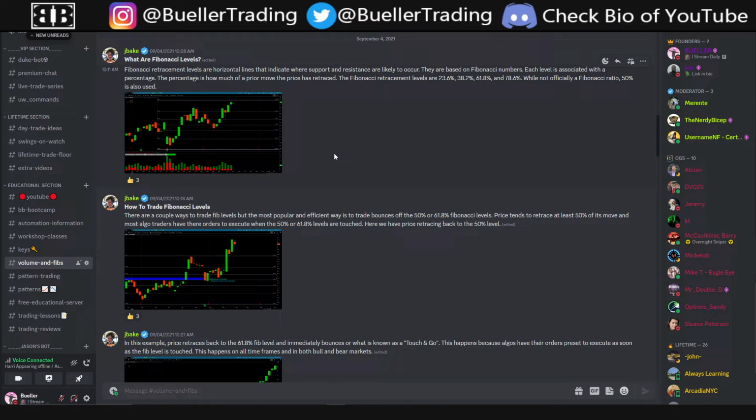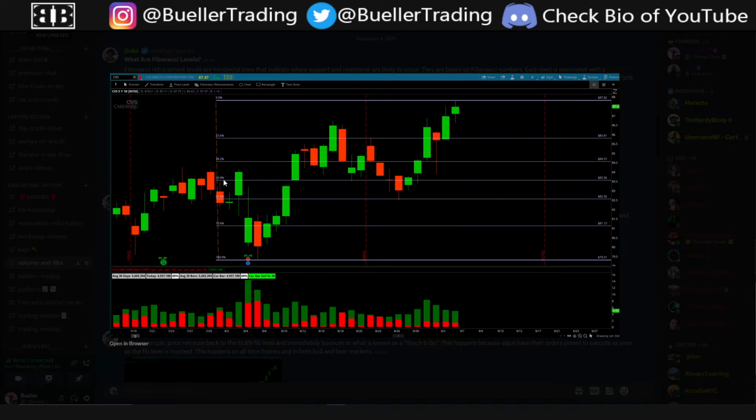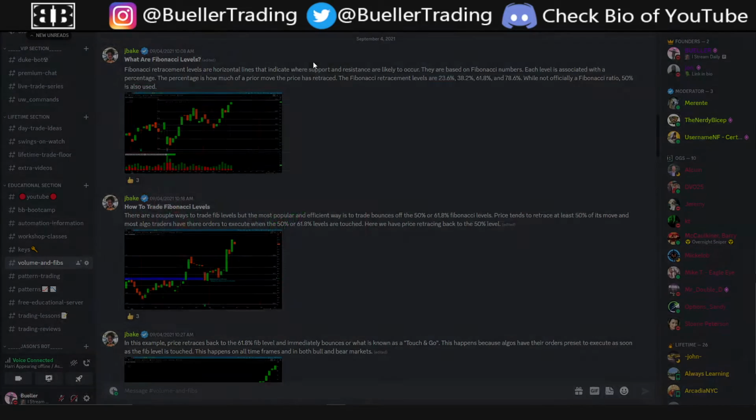What are Fibonacci levels? Fibonacci retracement levels are horizontal lines that indicate where support and resistance are likely to occur. They are based on Fibonacci numbers. Each level is associated with a percentage. The percentage is how much of a prior move the price has retraced. While not officially a Fibonacci ratio, 50% is also used, which is what we call the halfway point, the control point. It's a really awesome thing. But as you can see, he goes from using his fibs there just to show you each one.